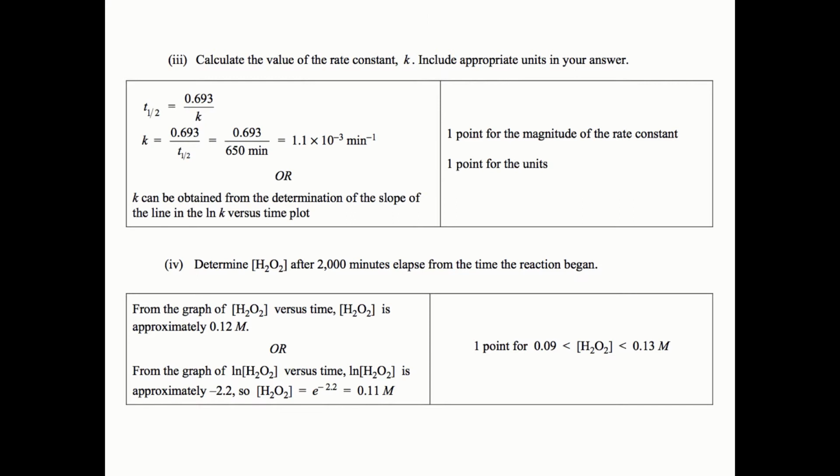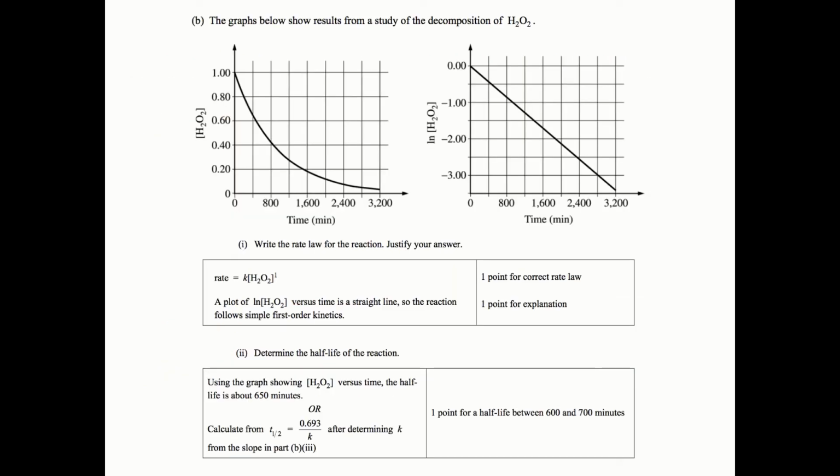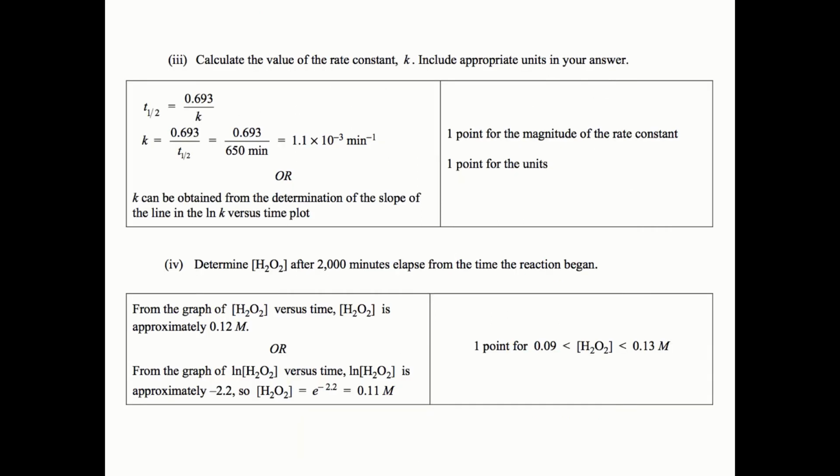Notice they always give 1 point just for the units. If you have no idea what's going on, but you can put the units for your k, please write your answer to the best of your ability and include units. Do not forget your units. So this is worth 2 points. You could either do it that way, or just like I said before, you can find the slope of this graph, and that would be your k.